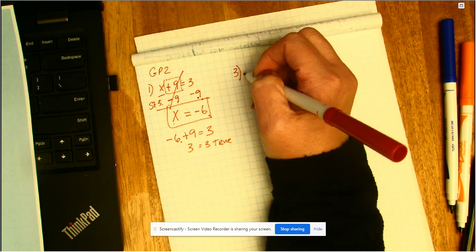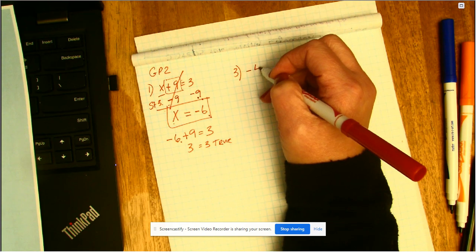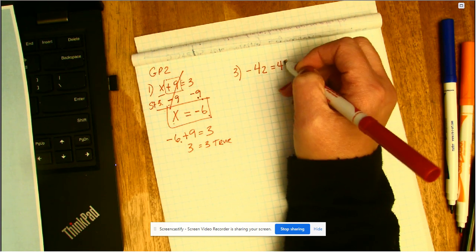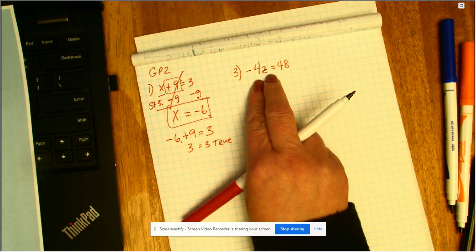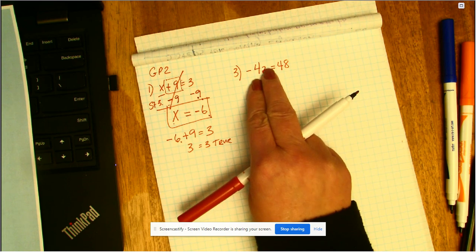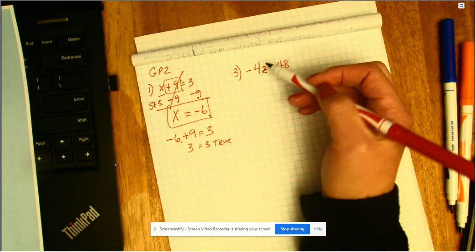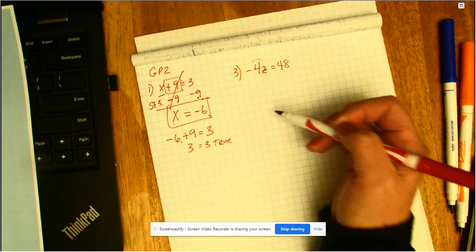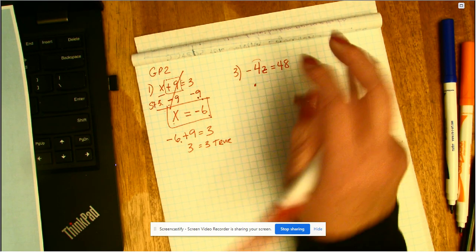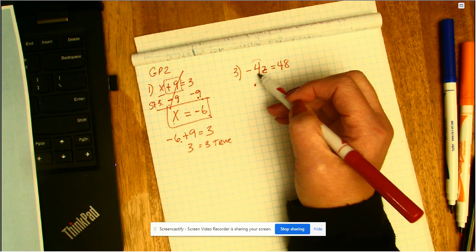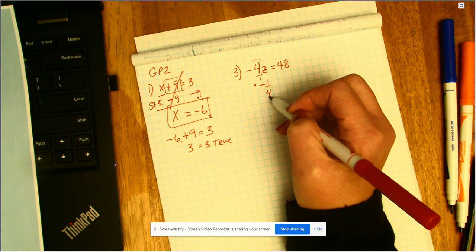If I am looking at, and I know I'm skipping to problem 3 because remember, I'm not doing all the problems on the page. Negative 4z equals 48. Negative 4 and z, they're multiplying together. And my goal would be to get down to 1z or 1 times z. So how do I take this negative 4 and get down to the multiplicative identity of 1? Well, I'm going to multiply by its multiplicative inverse. So as a fraction, this would look like negative 4 over 1. So I'm going to multiply by negative 1 over 4.